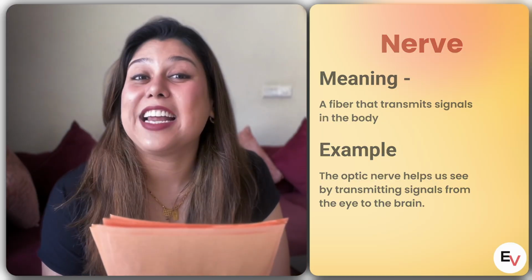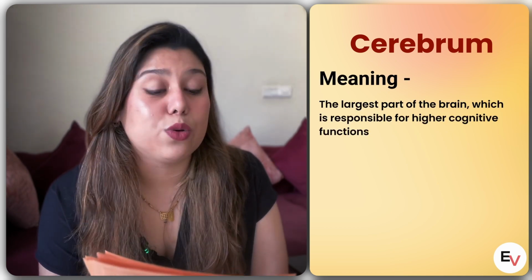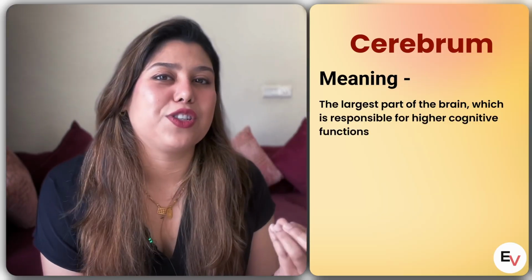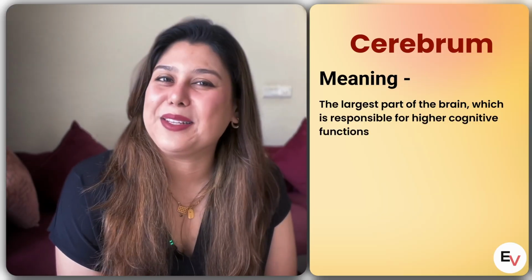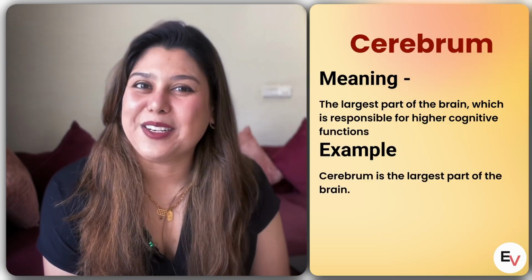Moving on to your next word, cerebrum. Repeat after me, cerebrum. Now, cerebrum is the largest part of the brain which is responsible for higher cognitive functions. Now, let's frame a sentence with this word. Cerebrum is the largest part of the brain.